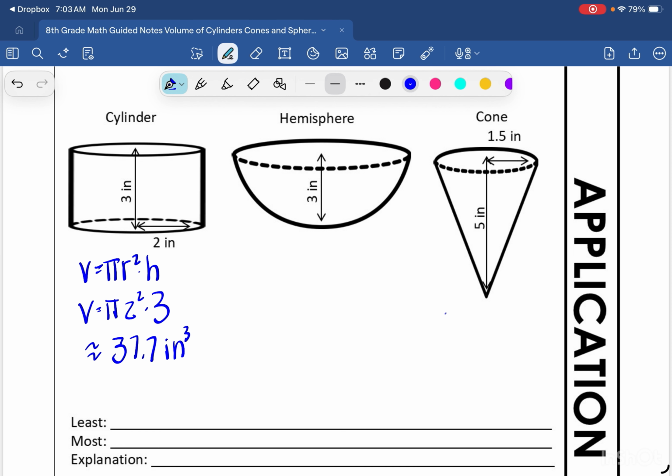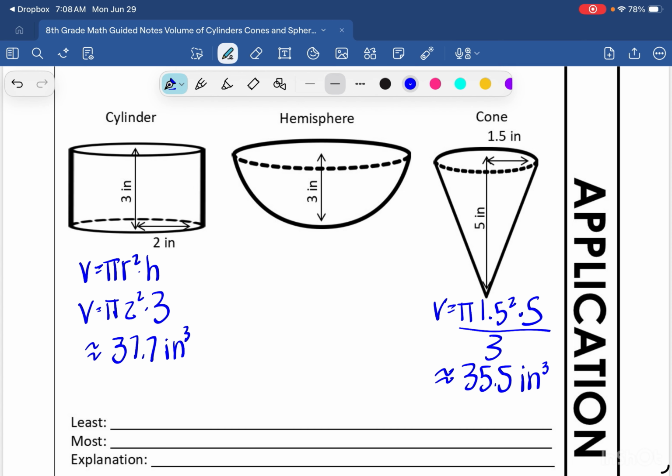Let's do the cone next. The volume of the cone is V equals pi times my radius, which is 1.5 squared, times my height divided by 3. I plug all of that into my calculator, and I get 35.5 inches cubed.